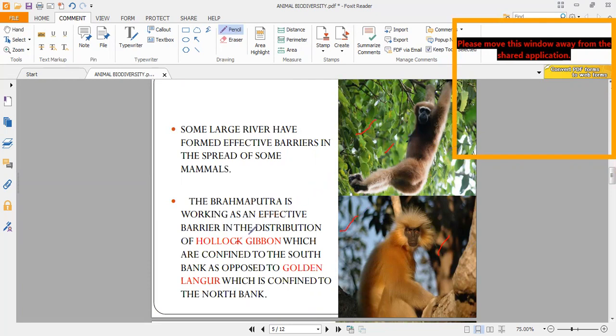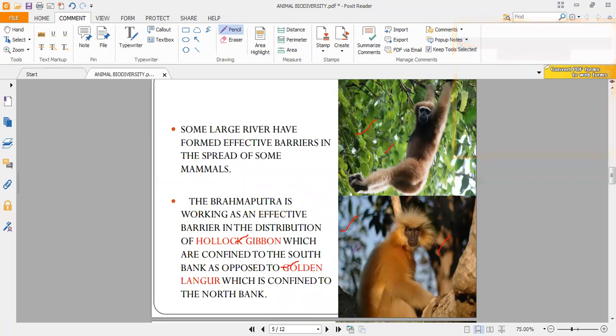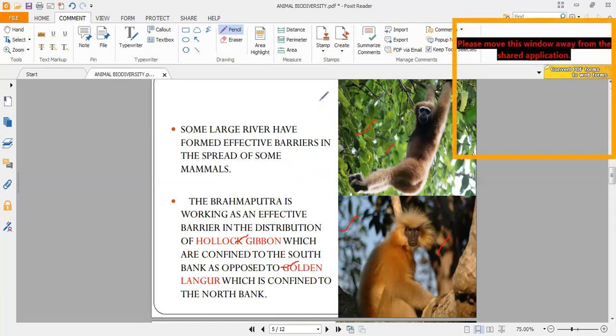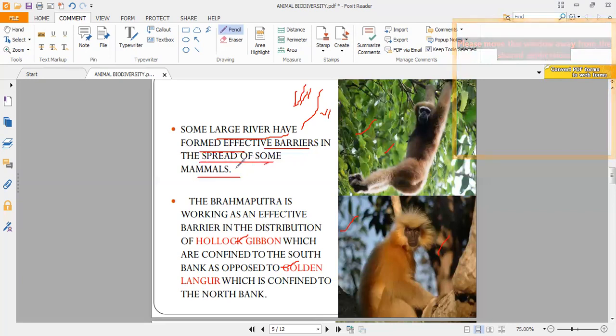See, Hulok gibbon and golden langur are found in different parts of our state, and mostly their habitat is divided by the presence of different topographical features, including rivers. As we know, in Assam we have very small and big rivers, mostly small rivers, tributaries of the Brahmaputra. So these rivers actually form a boundary between different animal life. Means in a particular part of the river you can find dominance of a particular animal, and in the other part of the river we can find dominance of another animal. So some large rivers have formed effective barriers for the spread of mammals.